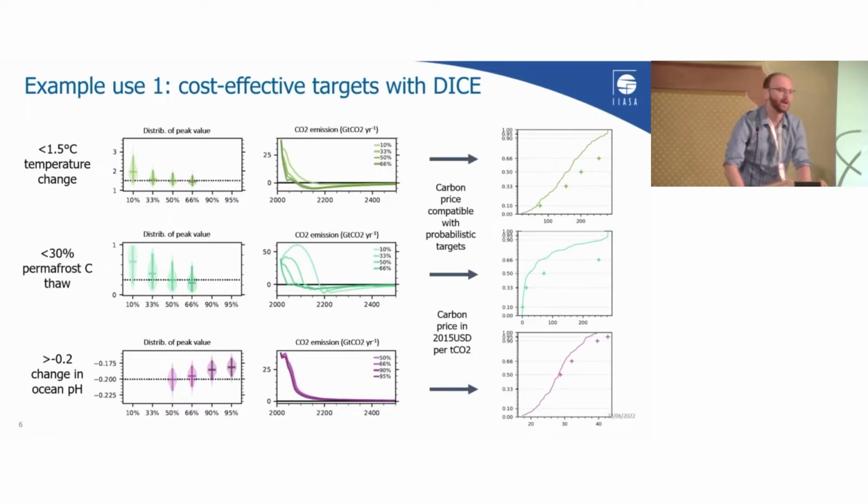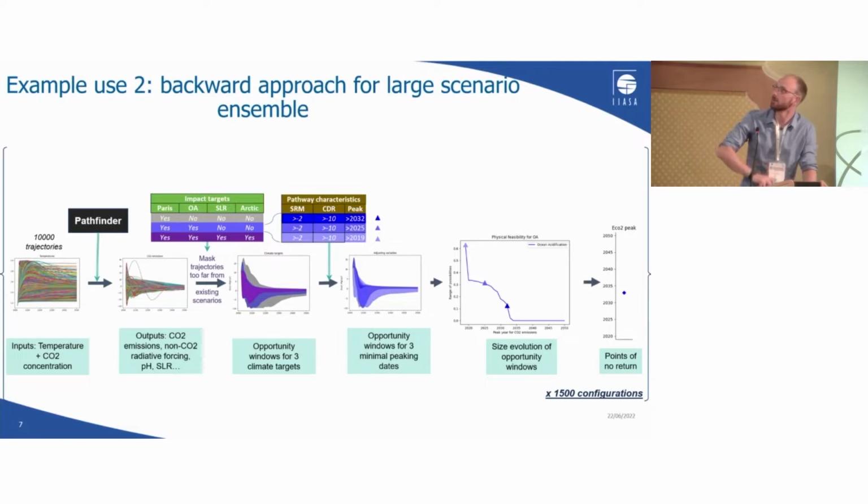So how can we use it? I will go super quickly on this slide as it was presented yesterday. Basically, it's to estimate a robust carbon price due to physical uncertainty. And the other example is actually the work of my PhD here, which is to have this backward approach for large ensemble scenarios.